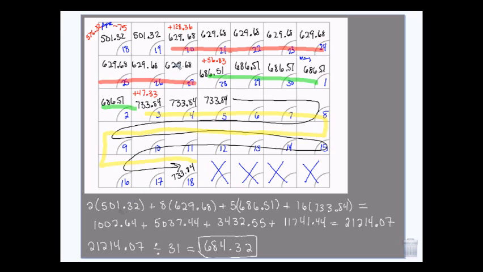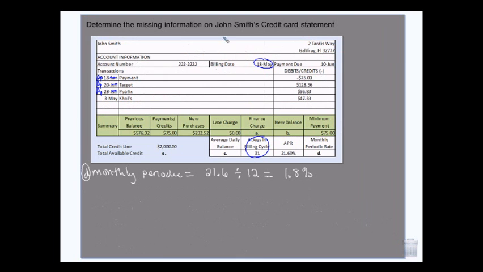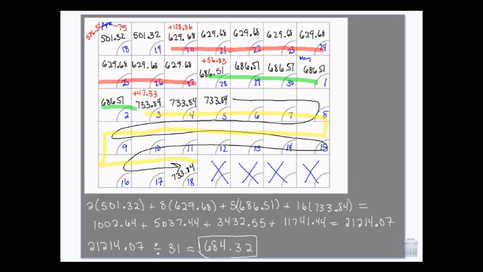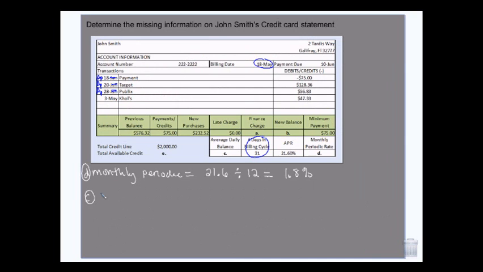So 2 days at 501, 8 days at 629.68, 5 days at 686.51, 16 days at 733.84 gave us a total of 21,214.07, which we're really glad they don't use that to figure it out, right? Divide that by the 31 to get the 684.32. That is our average daily balance, which is C, which was 684.32.